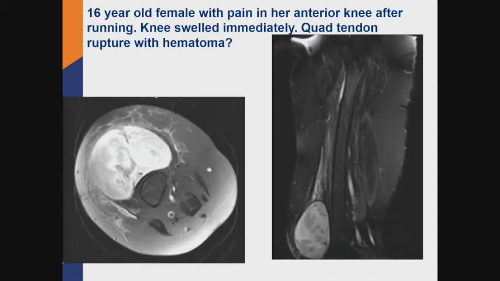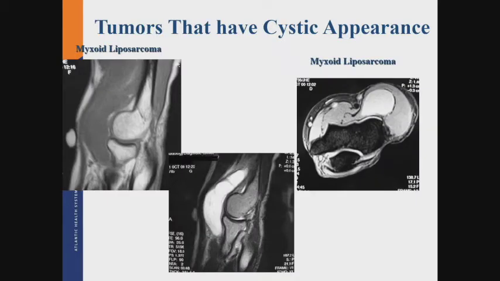This is a 16-year-old female with knee pain who said that her knee just all of a sudden swelled up after being injured. And you can see this high signal intensity in the quadricep muscle on the MRI scan. This was diagnosed as a hematoma, and unfortunately the surgeon went in and washed it out as though it was a hematoma. Again, these type of things that are related to sports injuries, always think, especially when there's a mass there, that it may not be a sports injury.